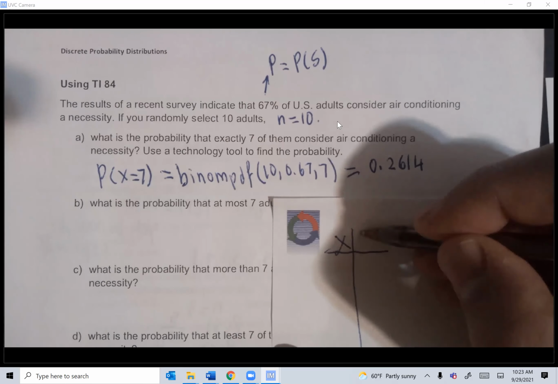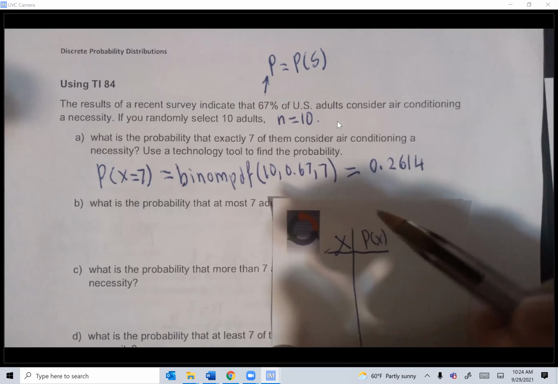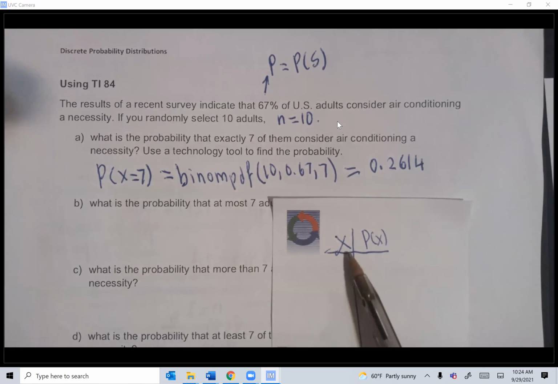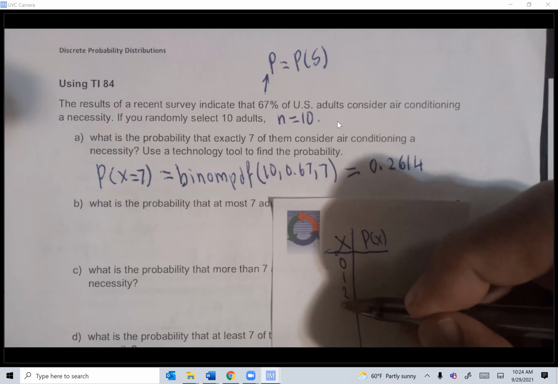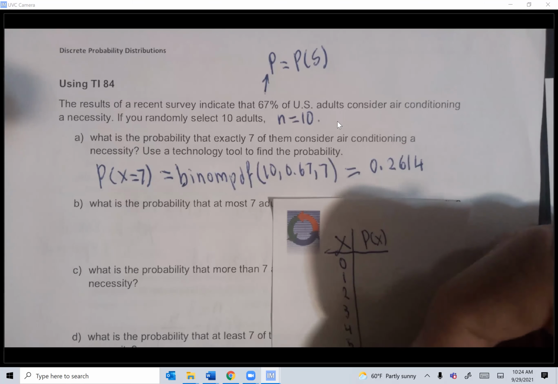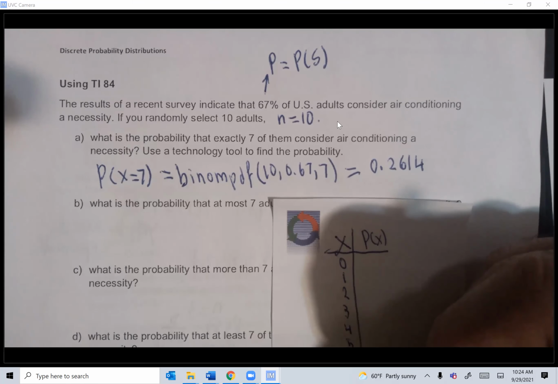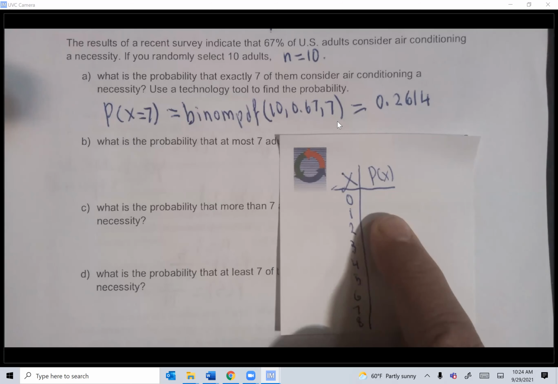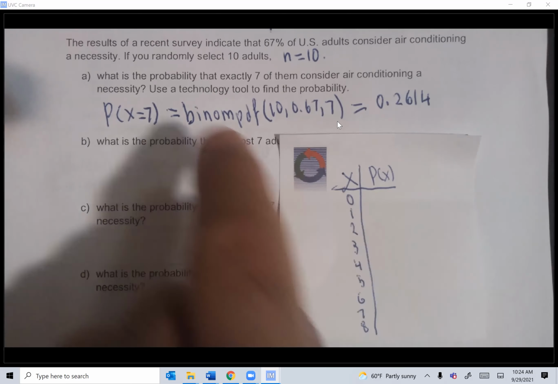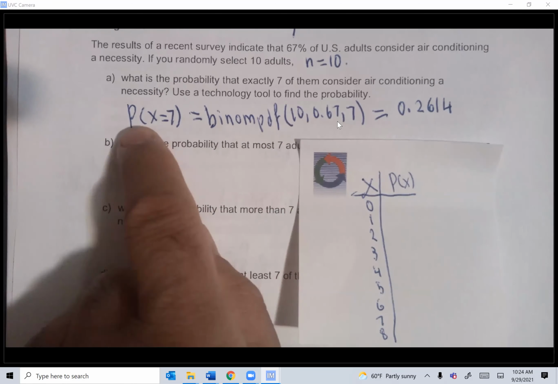X, P(x). We know the possible values of x. X is the number of successes. It could be as low as 0 all the way to 10, guys. 8, 9, 10, all the way through. Okay. Well, guys, I'm not going to have you go to the formula on the calculator and find the probability of x equals 0 first, probability of x equals 1, probability of x equals 2, just like we were doing, and then probability of x equals 7, 8, 9, 10.